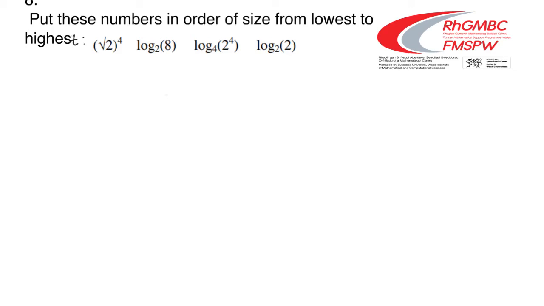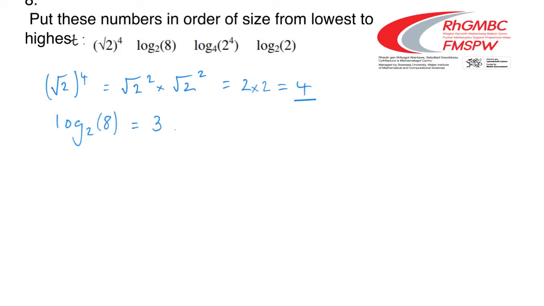In this question, we will consider the value of each of the terms in turn. Square root of 2 to the power 4 can be considered as the square root of 2 squared multiplied by the square root of 2 squared, which is 2 times 2, which is 4. The log of 8 in base 2 is 3. This is since 2 to the power 3 is equal to 8.